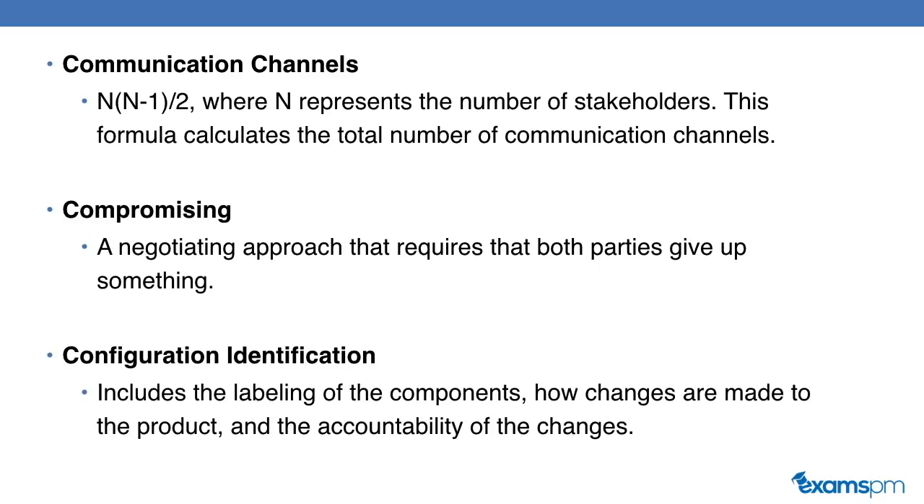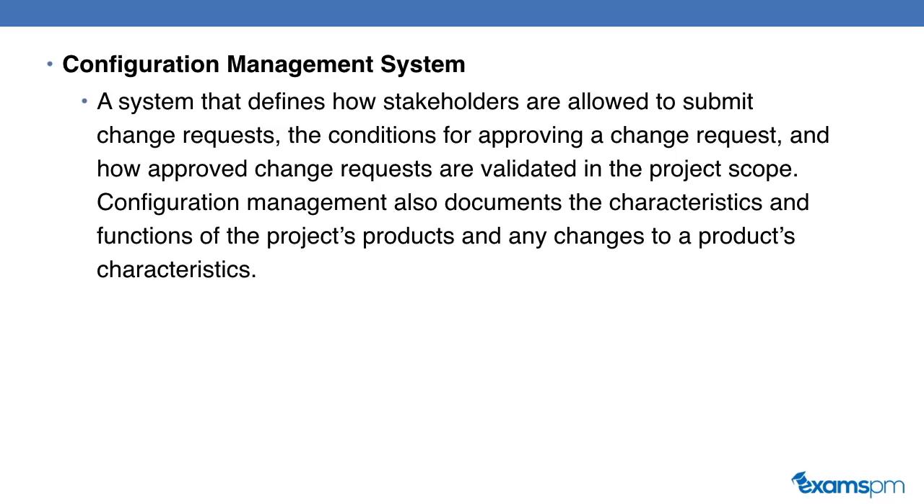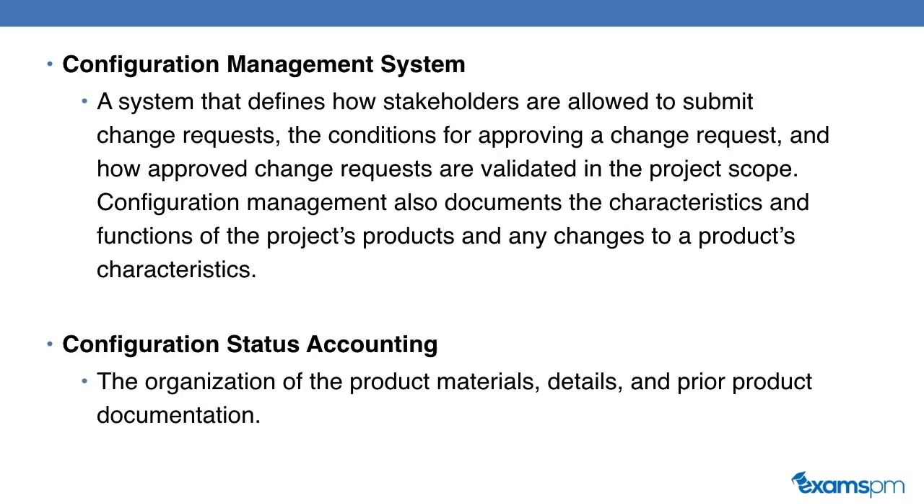Configuration identification. This includes the labeling of the components, how changes are made to the product, and the accountability of the changes. Configuration management system. This is a system that defines how stakeholders are allowed to submit change requests, the conditions for approving a change request, and how approved change requests are validated in the project scope. Configuration management also documents the characteristic and functions of the project's product and any changes of the product's characteristics.